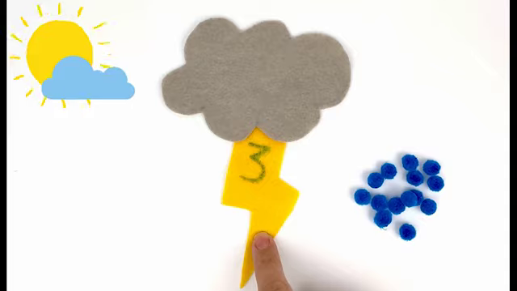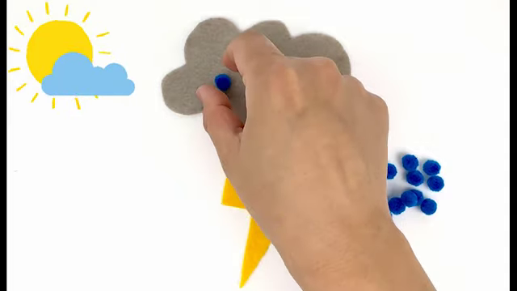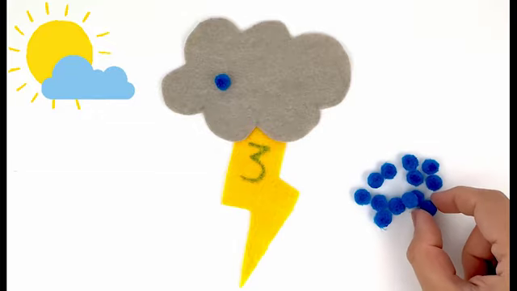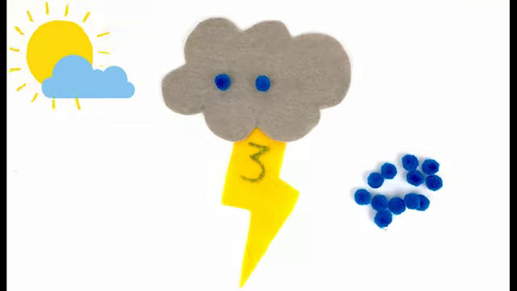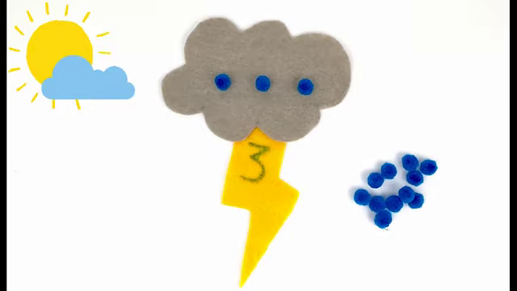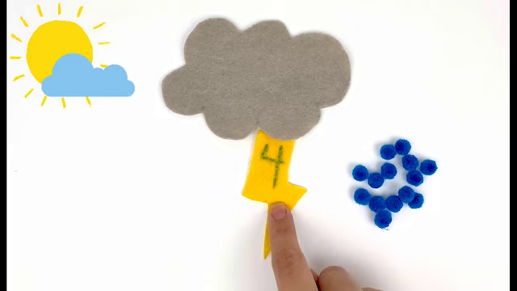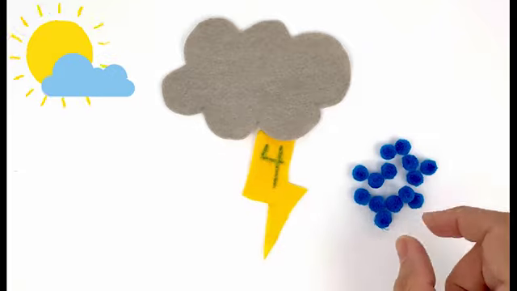So let's put 3 raindrops on the cloud. 1, 2, 3. 3 raindrops. Next is number 4. So let's put 4 raindrops on the cloud.